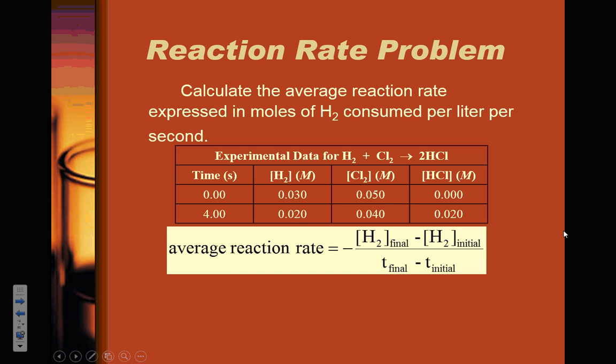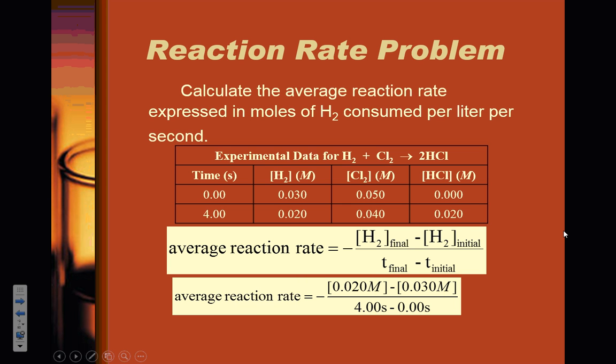Now, the average rate of reaction with respect to hydrogen, because we can't just use all of our numbers here. We have to look at it from the specific point of view of a specific species in the reaction. In this case, we're looking at it from hydrogen because it says calculate the average reaction rate expressed in moles of hydrogen consumed per liter per second. So we need to take the final concentration of hydrogen minus the initial concentration, all over t final minus t initial, and then I have to take that entire quantity and multiply it by -1.